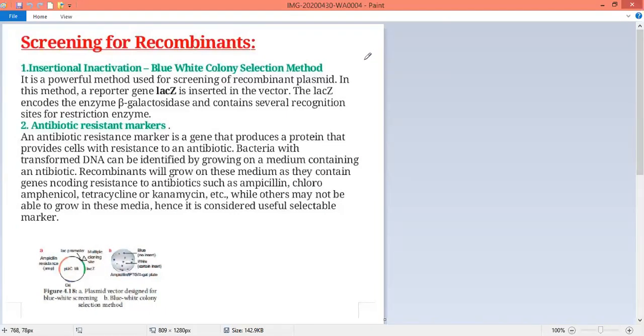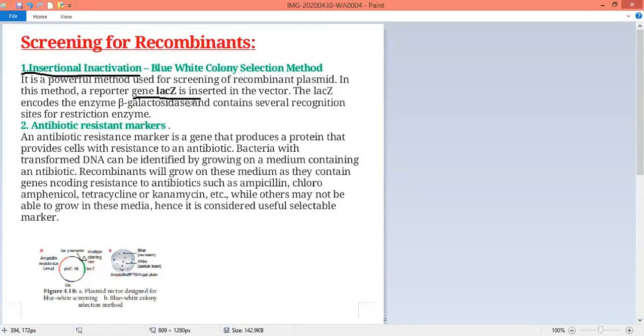With the help of different types of methods, we can extract. One of the simplest processes is insertional inactivation. What is meant by insertional inactivation? Inactivation of a gene upon insertion of another gene. So we can call it insertional inactivation. In this insertional inactivation, beta galactosidase plays an important role.